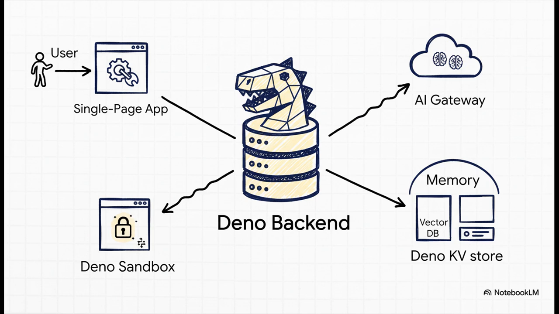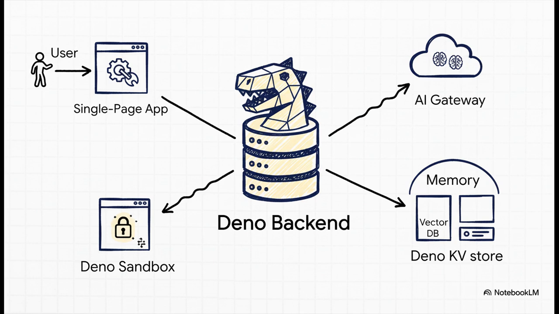First stop, the memory. We hit our vector DB and maybe Deno's own KV store to pull relevant context using RAG. We package all that up with the user's question and fire it off to an AI gateway, something like OpenRouter. This is awesome because it means we're not locked into one model provider. Now, the model gets the request and thinks, I need to do something here. So it writes a little TypeScript script.